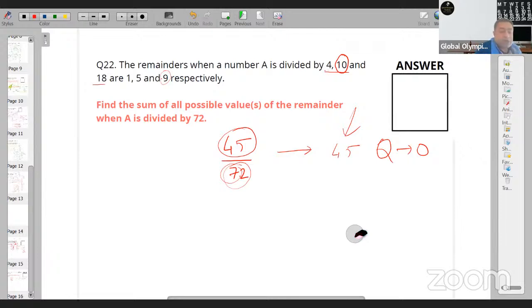Okay, so 45 is the first number. Now what will we do? Sir? Yes, sir. So were you talking to me? Yeah, I'm asking you.